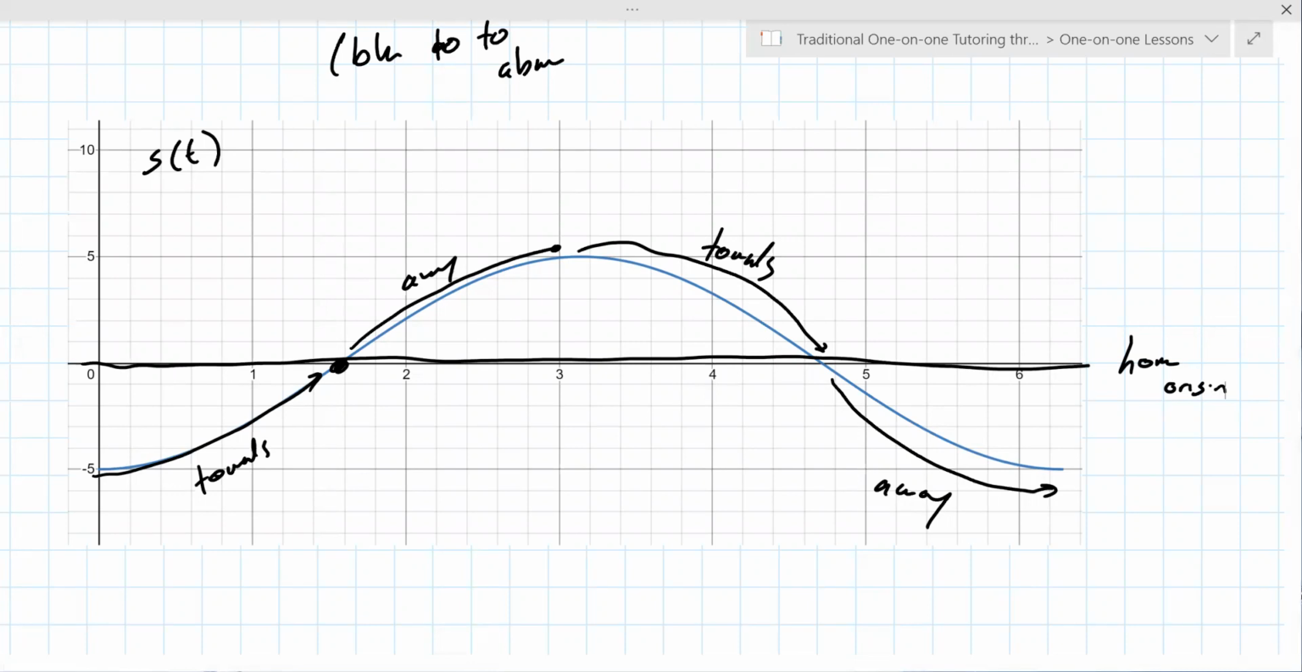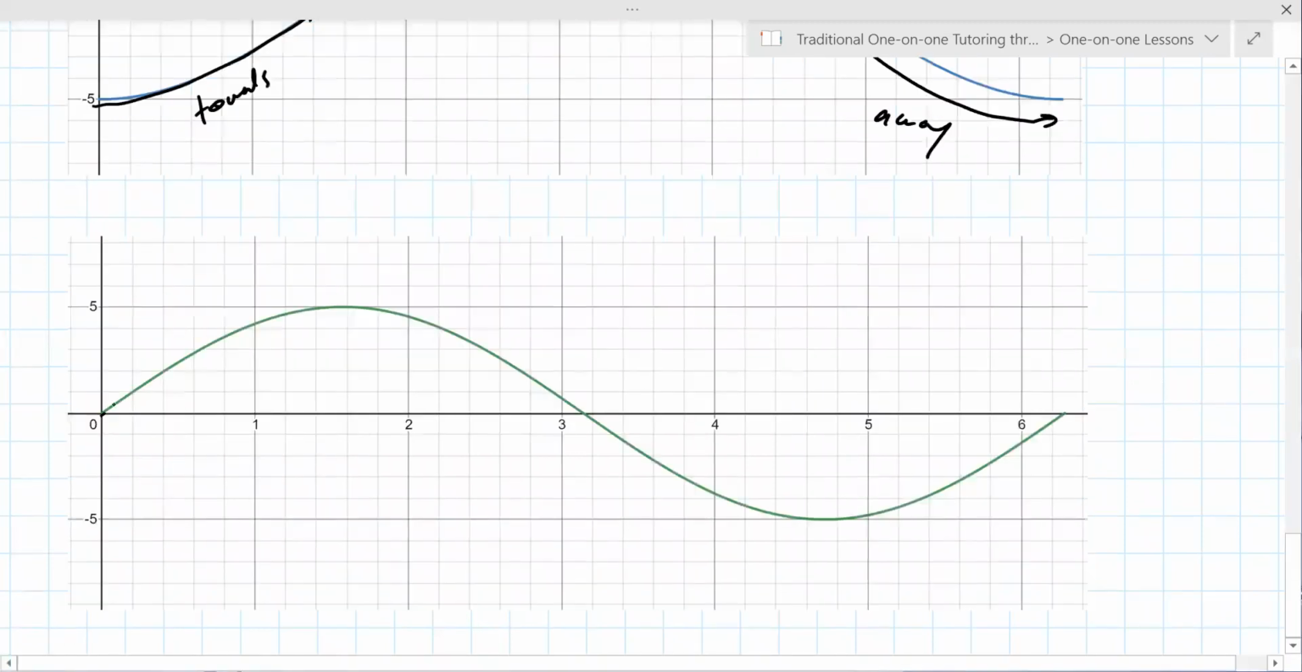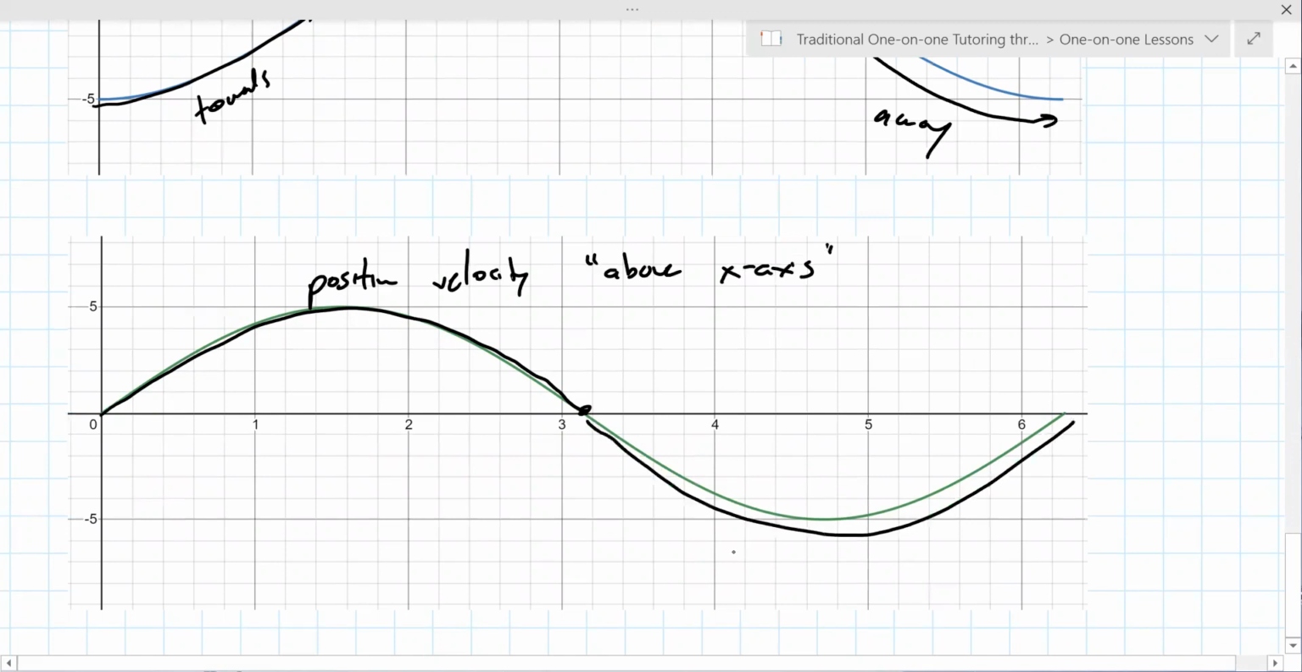Now let's look at the green and not the blue. I probably should have started out doing it this way. The green is the velocity. And so the rules here are, if it's above the x-axis, so in this region right here, this is positive velocity because it's above the x-axis. And here it's negative velocity because it's below the x-axis.